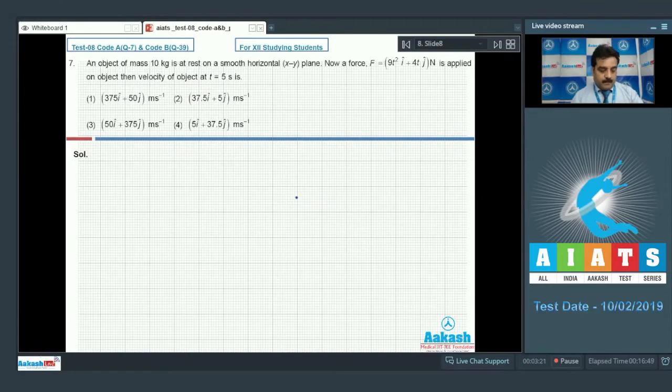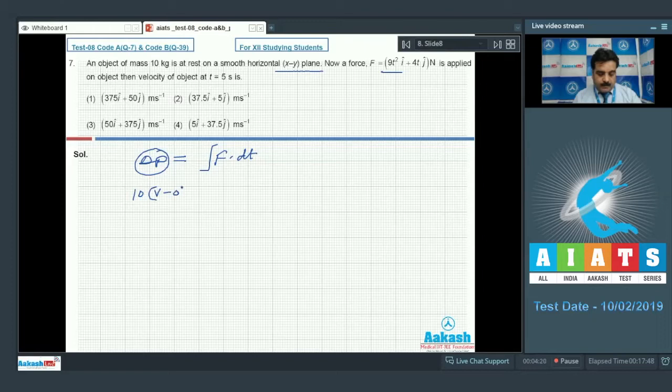In question number 7, an object of mass 10 kg is at rest on a smooth horizontal xy plane. Now a force is applied on the object, then find the velocity of the object at t equals 5 seconds. This question I can solve by using the impulse momentum theorem. Change in momentum equals the integral of F dt. We know this formula. So first I am going to write the value of change in momentum. I need mass; the value of mass is 10 kg. I need the final velocity, and the question is asking for the velocity at 5 seconds. Let us consider this is v.